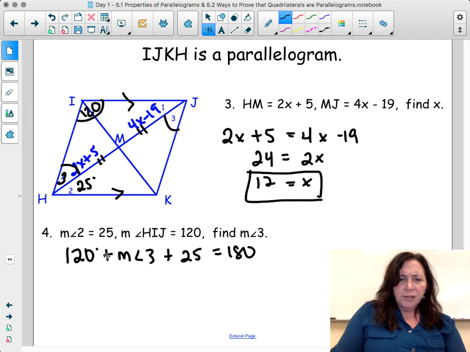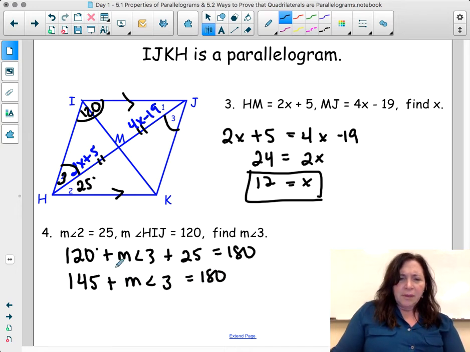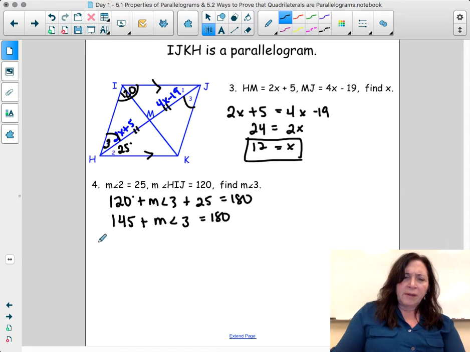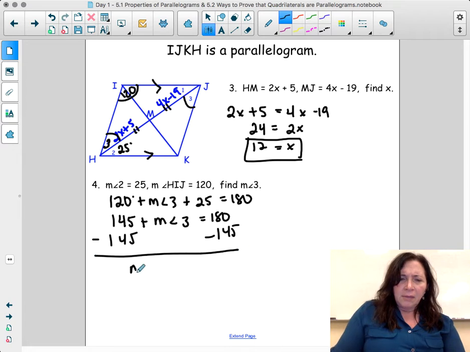And then I have 120 plus 25, which makes 145 degrees, plus the measure of angle 3 is equal to 180. So I'm going to subtract 145 degrees from both sides. So subtract 145, and I end up getting the measure of angle 3 is equal to, borrow 7, what's that, 35 degrees? So we've got the measure of angle 3 is equal to 35 degrees.